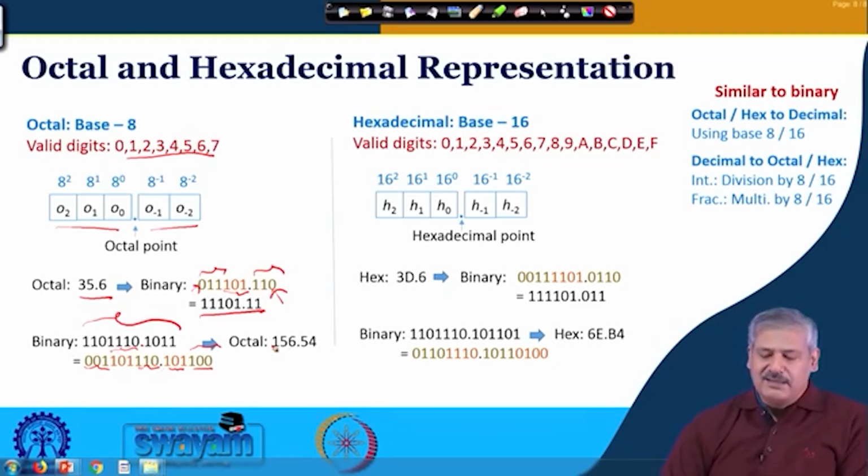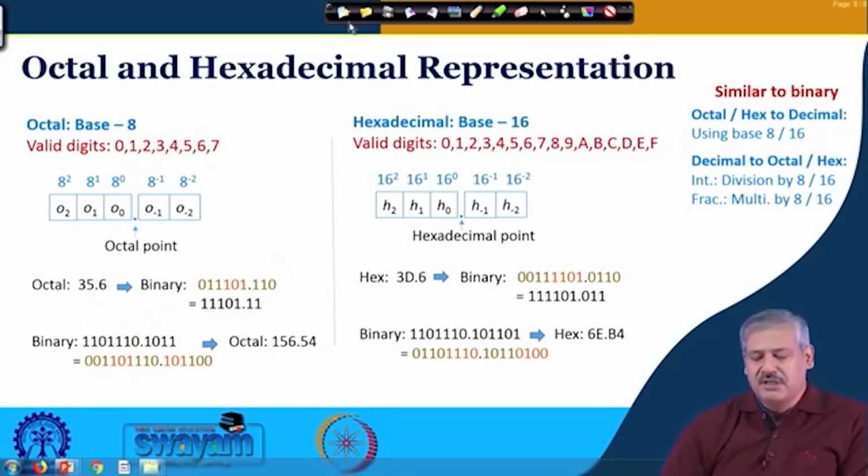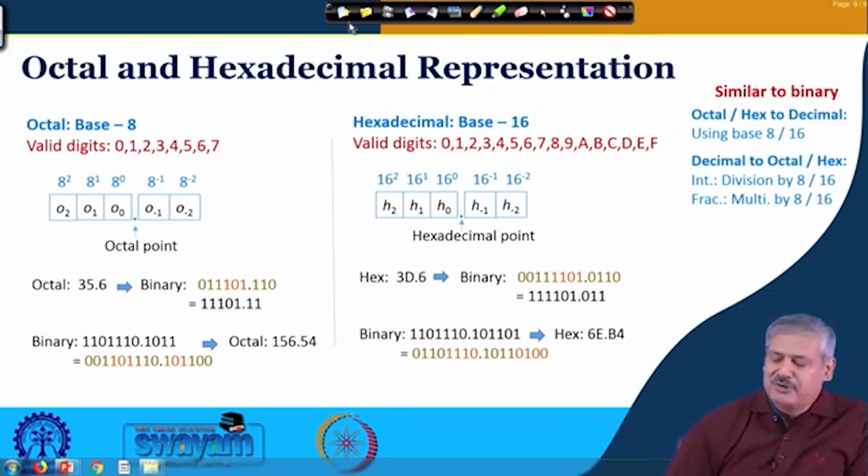And there is another number system you may come across in the digital electronics discussion. That is called hexadecimal. Hexadecimal has a base of 16, and 16 means 0 to 15, I mean 16 digits will be there, but decimal digits are only up to 9.